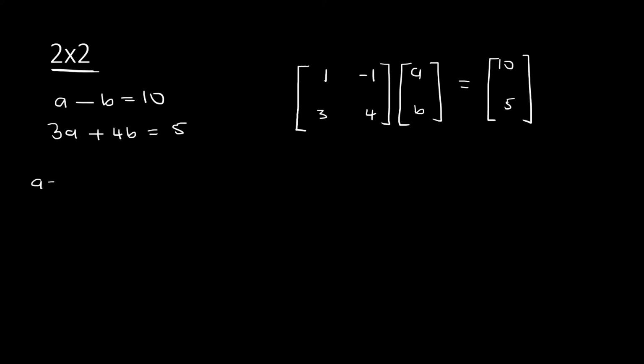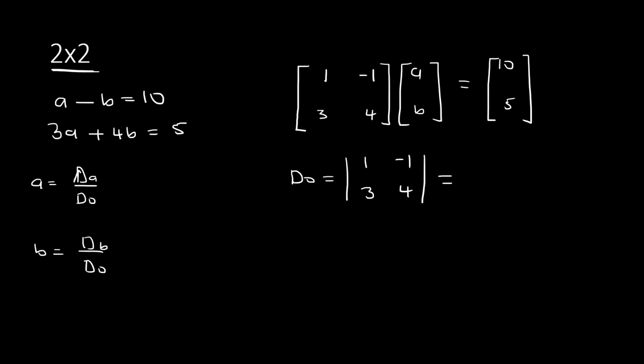So we know a is determinant of a over original determinant. B is determinant of b over original determinant. So the first thing we must calculate is the original determinant, which is exactly the coefficients. So what's the answer? We'll have 4. 1 times 4 is 4, minus 3 times minus 1, which is minus 3, which will be minus minus, to give us positive 7.